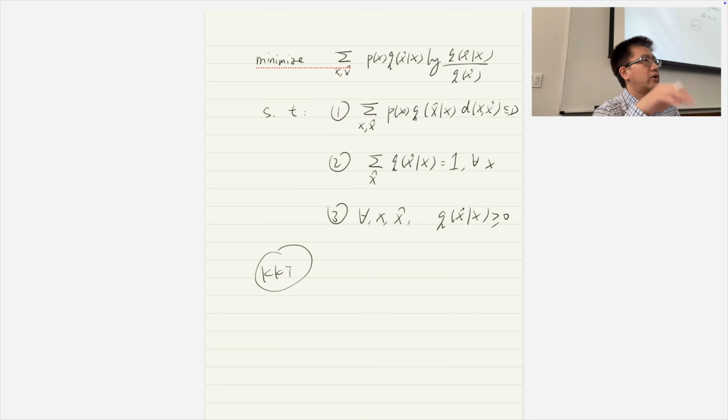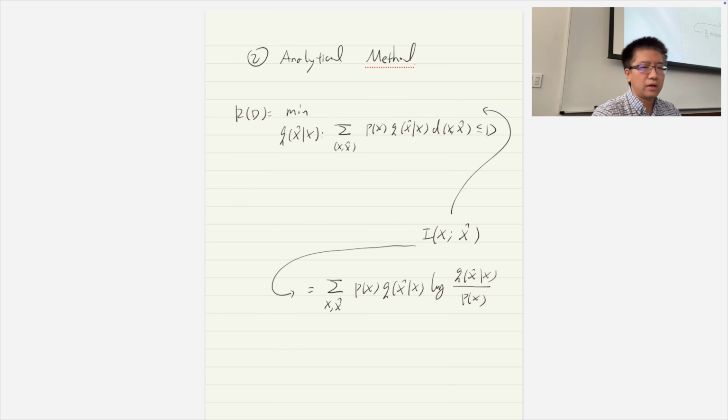Next, we'll have maybe one or two more minutes, so I'll start talking about one very important algorithm. It's called the Arimoto-Blahut algorithm. As we said before, even this analytical approach is very complicated. Normally, when you solve a convex optimization problem, it may not give you an analytical answer. It may not tell you R(D) equals a nice formula exactly.